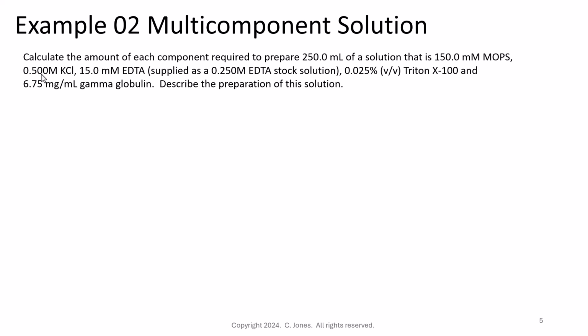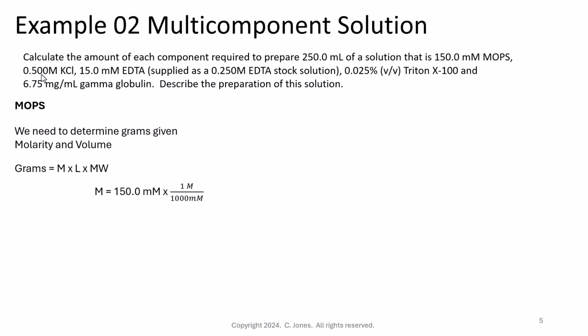So again, we're going to treat each component individually, and we'll start with MOPS because that's first up in the problem. The information for MOPS is given to us as a volume and as a molarity. So hopefully you thought, okay, we're going to calculate the number of grams of MOPS that we need. It's going to be molarity times liters times the molecular weight.